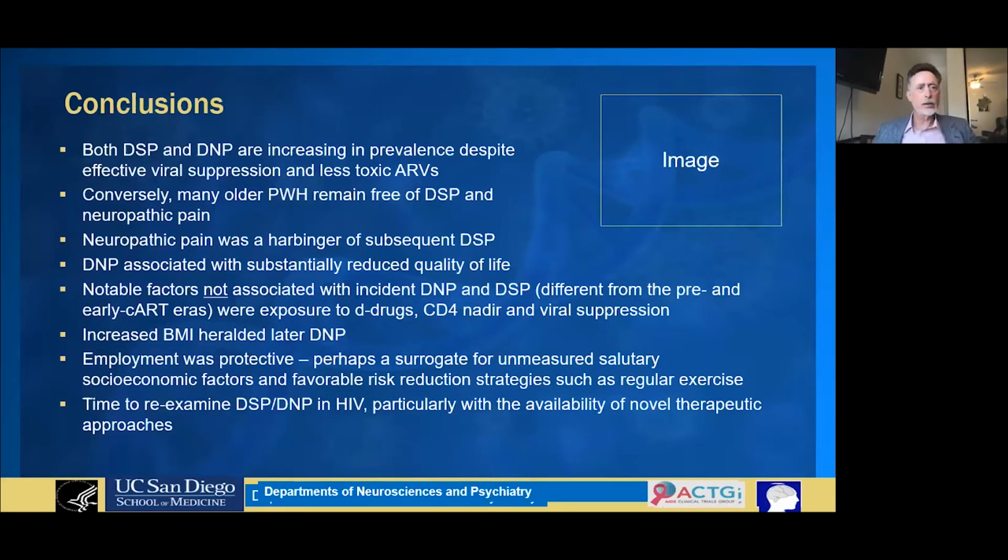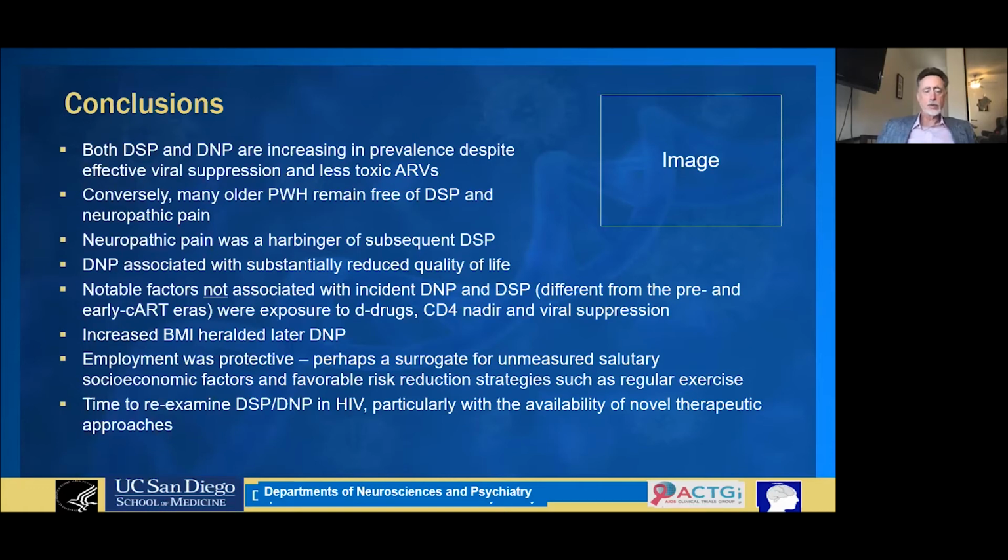And so in conclusion, even though we have better antiretrovirals that are less toxic, we continue to see an increase in these neuropathy conditions. However, it's important to remember that many older people with HIV remain free of these conditions. And we'd really like to know what are the factors associated with absence of these conditions, because this may give us a clue as to potential treatment abnormalities.